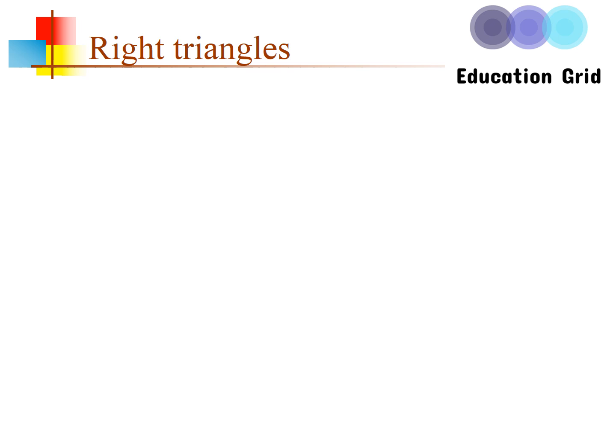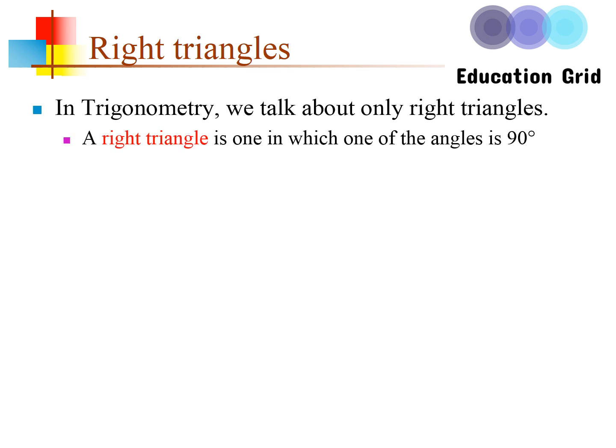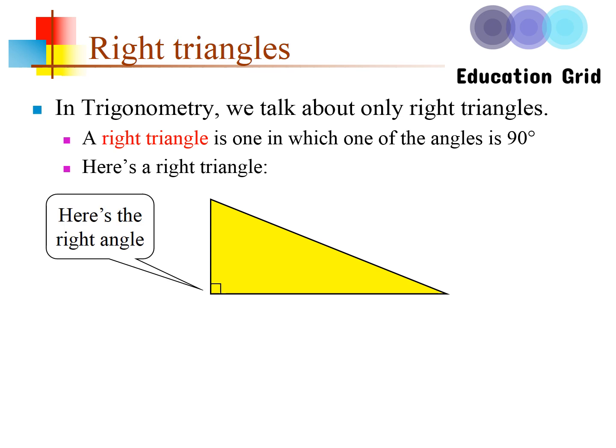Now we shift our focus to right triangles. In trigonometry, please understand, we talk only about right triangles. A right triangle is one in which one of the angles is 90 degrees. Here's a right triangle. Here you can see a triangle which is marked on the left with the perpendicular sign, which is the right triangle. Here you can see the right angle being pointed to.